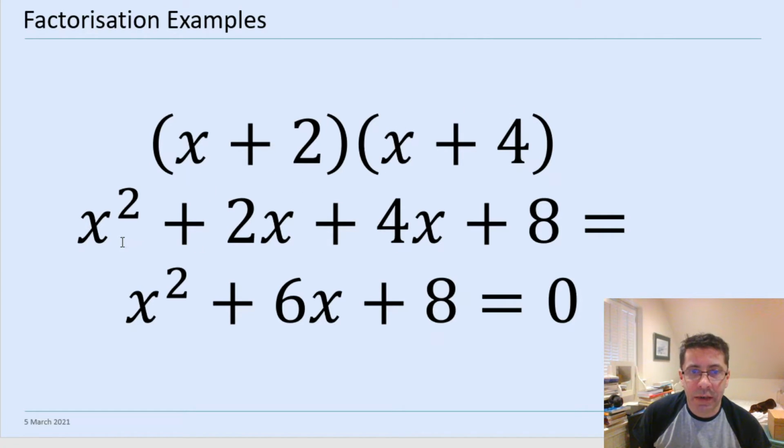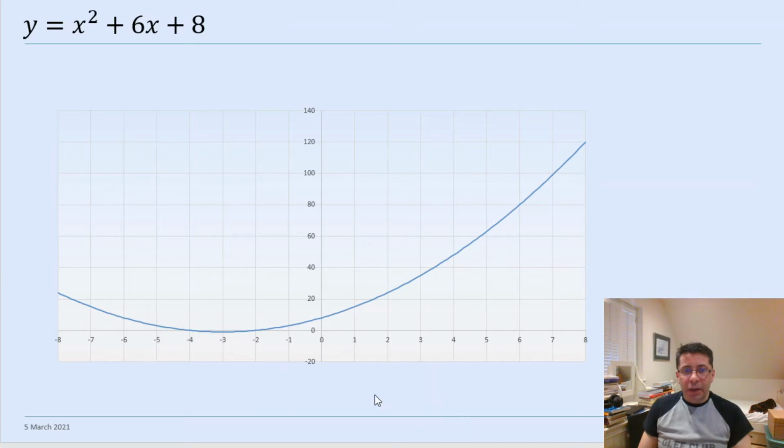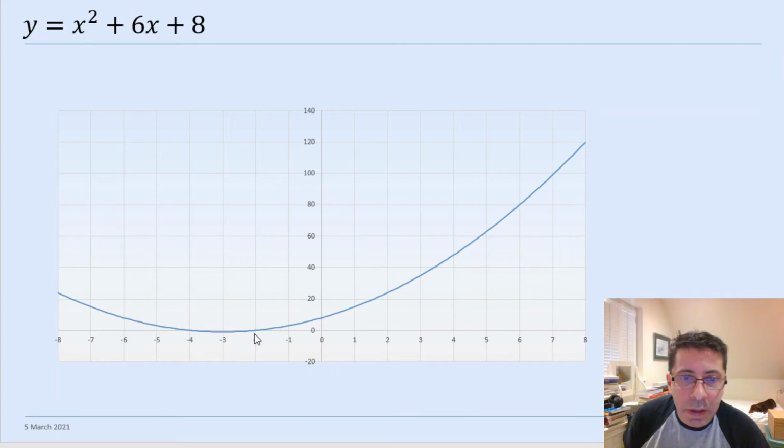So x times x is x squared. 2 times x is 2x. x times 4 is 4x. 2 times 4 is 8. Then we add 2x to 4x to get x squared plus 6x plus 8 equals 0. That means that either x plus 2 is 0 or x plus 4 is 0, which means that either x is minus 2 or x is minus 4. Here's the picture. The curve touches at minus 2, the curve touches at minus 4.